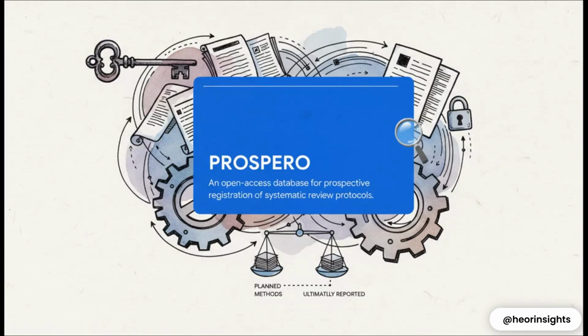An integral part of this process is PROSPERO. It's an open access database where protocols are registered prospectively, meaning before the work begins. This registration is a standard requirement in HEOR. Its main purpose is to prevent unnecessary duplication of research and to reduce reporting bias by making the original plan publicly available for comparison against the final report.